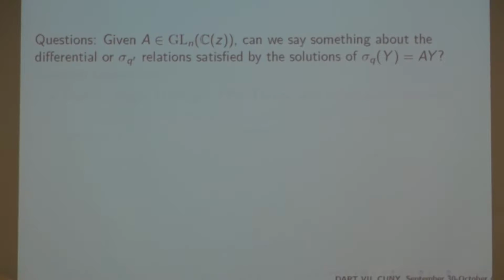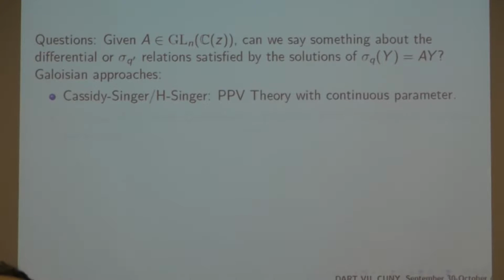Now if I formalize this with systems, one can go from a linear sigma q equation to a system in the same manner that you go from a linear differential equation to an order 1 differential system. So I'm starting with a given matricial system, and I'm wondering about the differential or sigma q prime relations. The first Galoisian approach developed in this setting was done by Finis and Michael, where they were wondering about a differential system in X, say, with a delta t relation for another derivation.